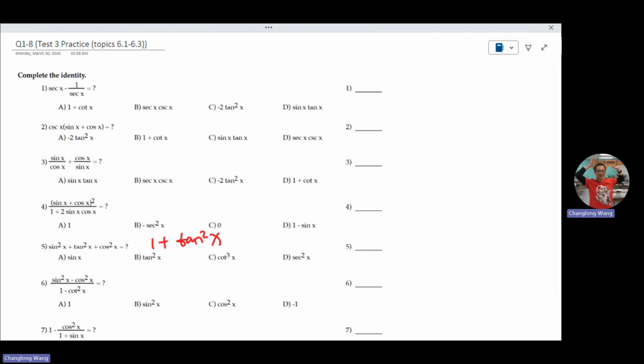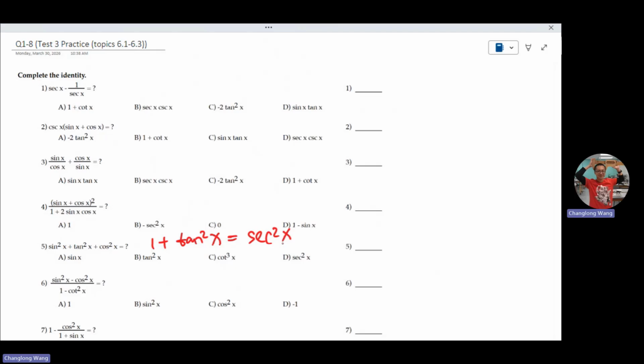Is that good enough? In my quiz, maybe I said, do you realize 1 plus tangent square is also a Pythagorean identity, right? And then I demand the students write one more step. It's secant squared x, right? But in a test, we only get 1 plus tangent square x, right?